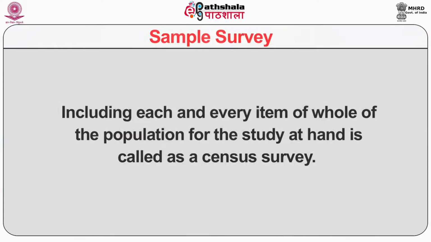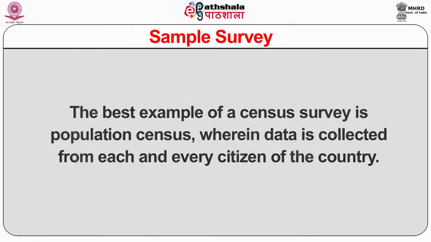Friends, every item under any piece of research study forms a population or say universe. In other words, all the items that are being studied are together termed as population or universe. Including each and every item of the whole population for the study at hand is called a census survey. The best example of a census survey is population census, wherein data is collected from each and every citizen of the country, and this population census method is adopted across the globe.